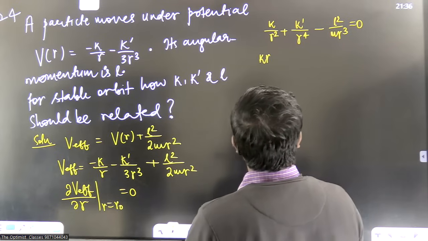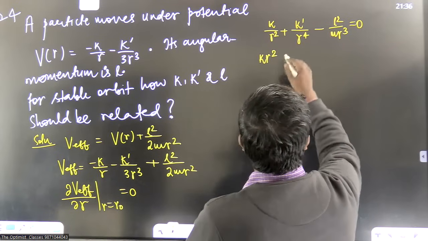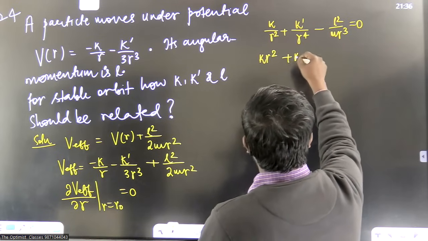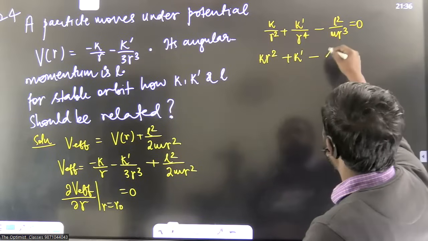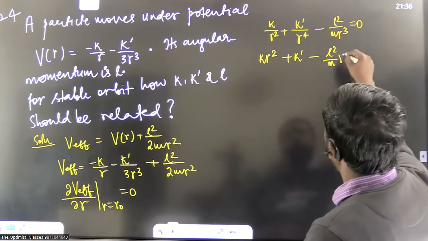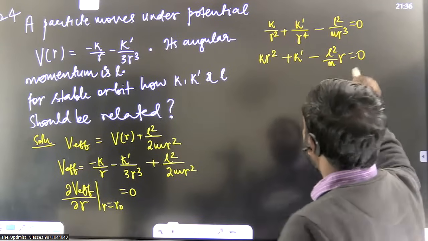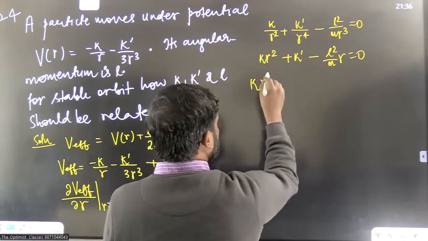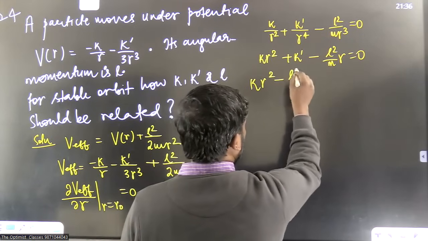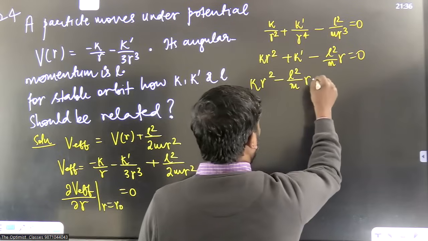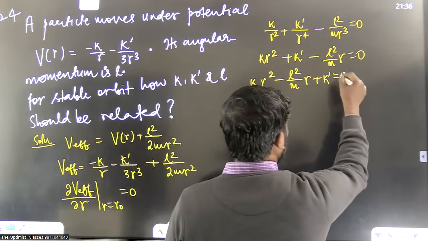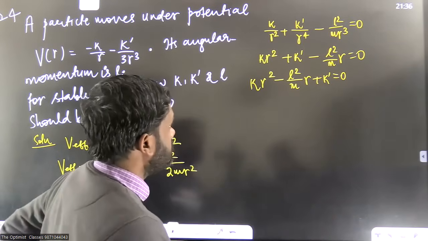So if you multiply by r to the power 4, you get here k r square, and here you get plus k prime, minus here you get L square upon M into r, that is equal to 0. So this is a quadratic equation. We can rewrite it as k r square minus L square upon M into r plus k prime, that is equal to 0.